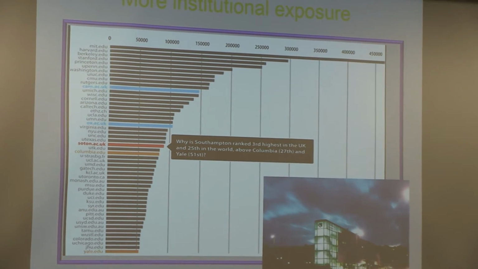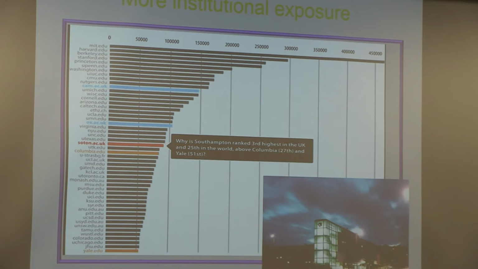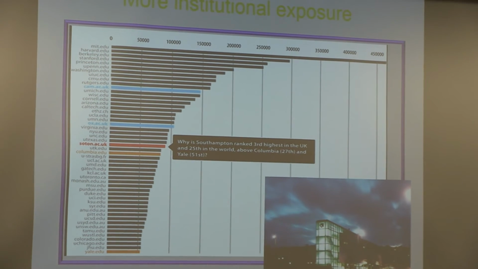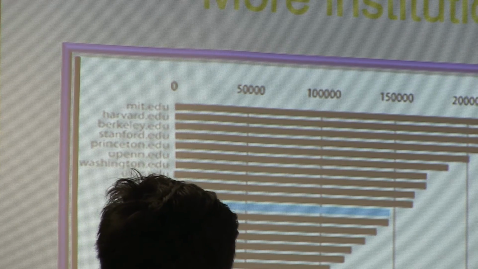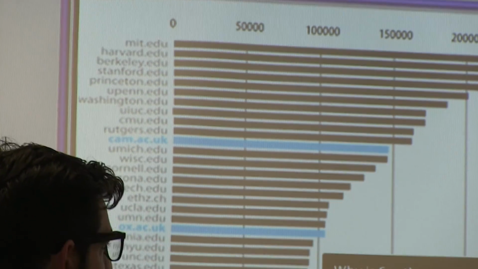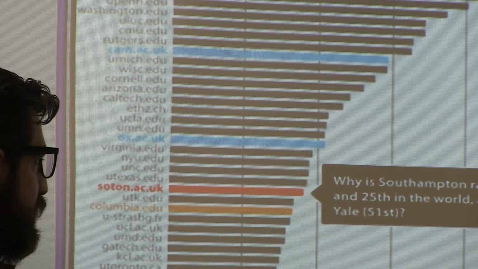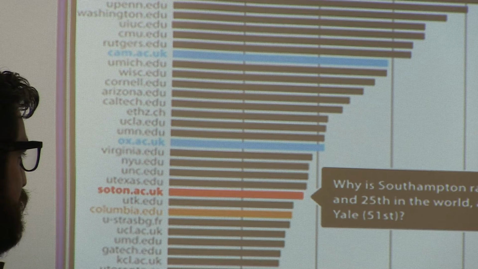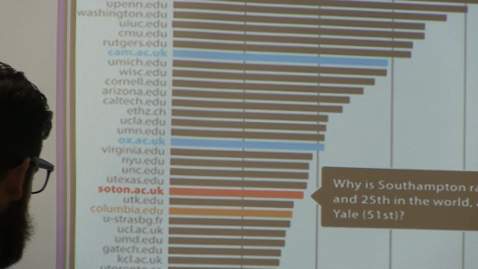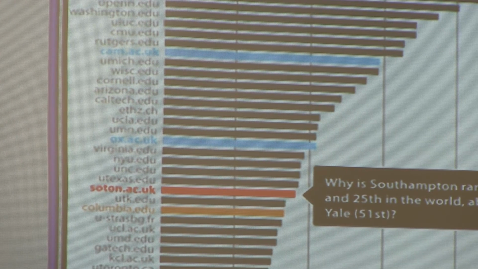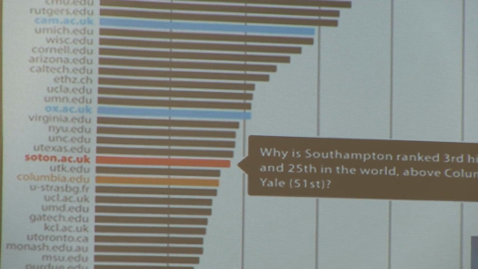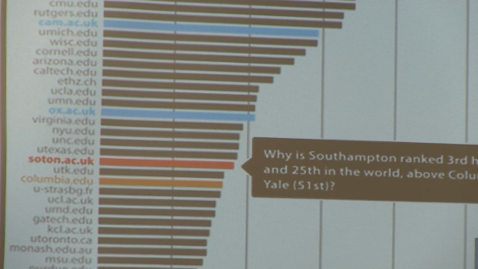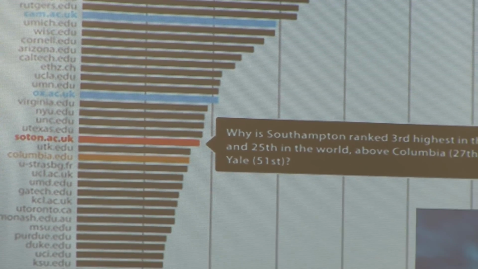For another example of this, this is a list of citations to articles published by universities. It's kind of small at the back there, but you can see MIT is easily at the top, with 450,000. But the one that stands out here is the University of Southampton, which is ranked 3rd highest in the UK and 25th in the world. It's above Columbia, above Yale, above Purdue. Honestly, I had never even heard of the University of Southampton until I saw this graph. The reason they are 3rd in the UK and 25th in the world, with more citations than Yale, is because they were the first university to establish an institutional repository and an open access mandate.